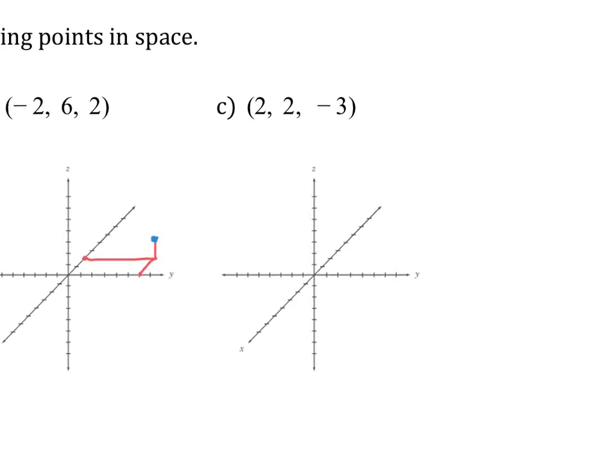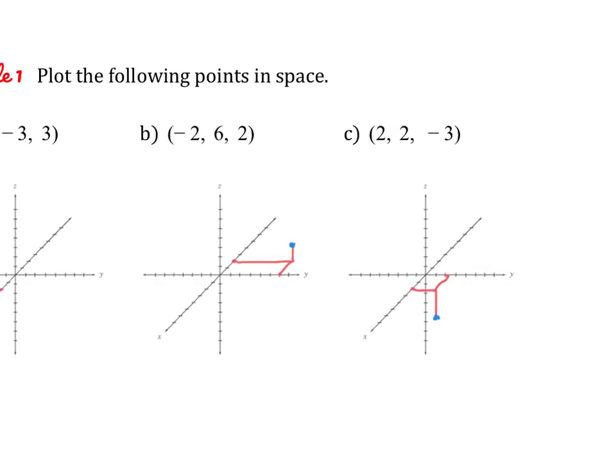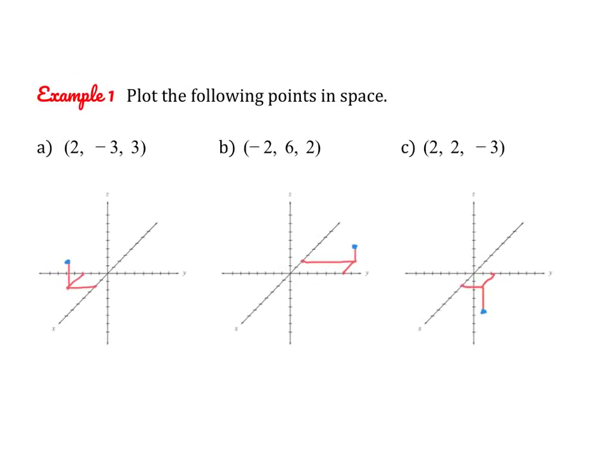Now let's try this last one. So same thing, let's start with x and y. X is positive 2. Y is positive 2. Let's create our little parallelogram there. And here our z value is negative 3. So we're actually going to go down by approximately what looks to be 3 units for our graph. So there you go. Just do your best to provide these three-dimensional guidelines so you can clearly tell where your coordinate is being plotted.